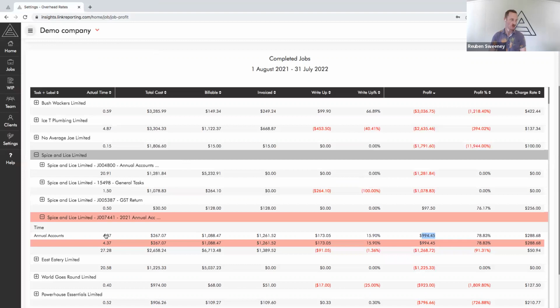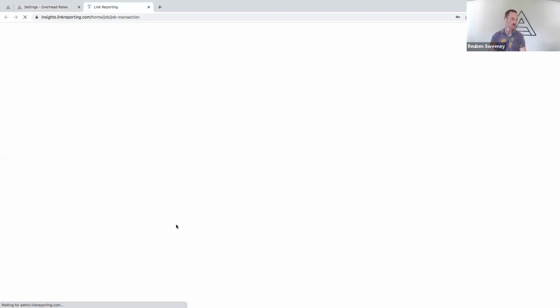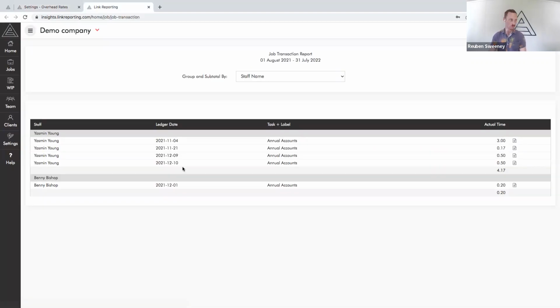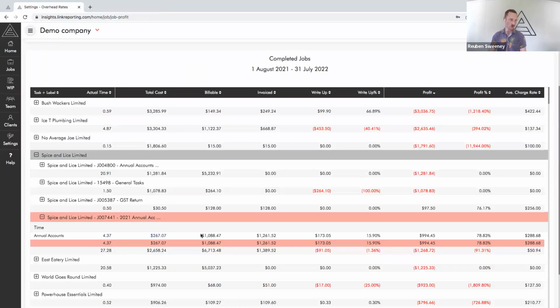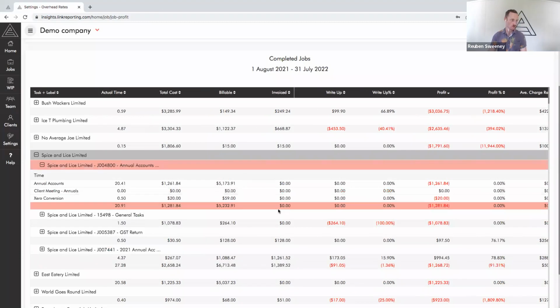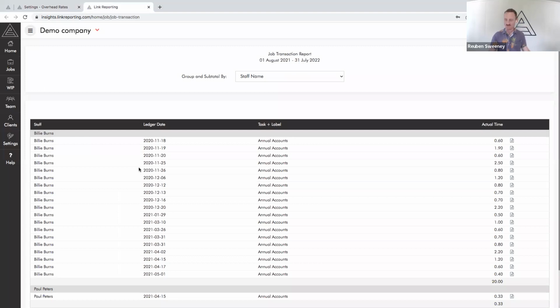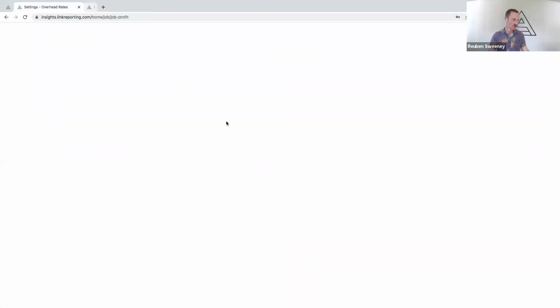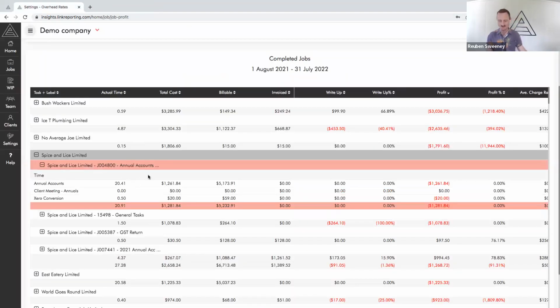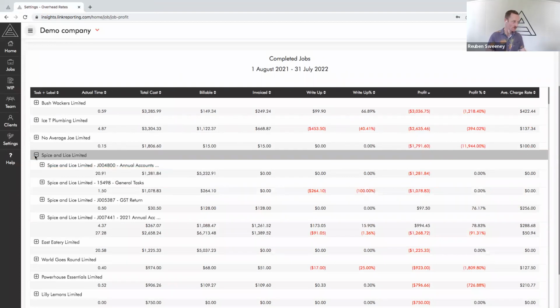So when you go into any of these numbers, it will show you who worked on them, when, and we can go and ask Yasmin, hey Yasmin, great job on the 2021 annual accounts. I'm going to go and ask this person, did we invoice this? Where is my invoice? Hey, Billy, did we invoice Spice and Lice for their 2020 annual accounts? Great question. So yeah, much easier.